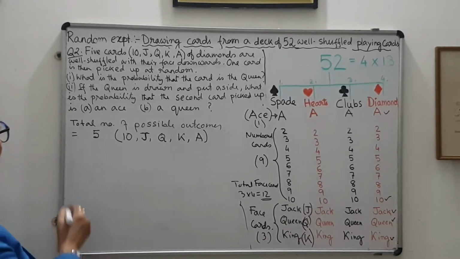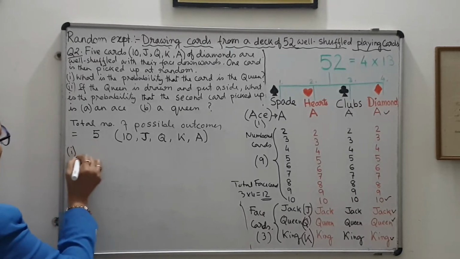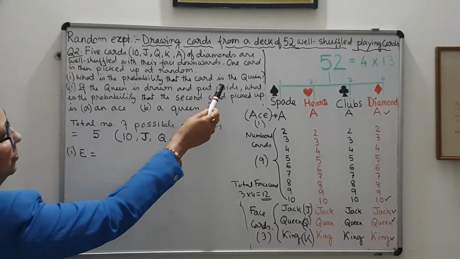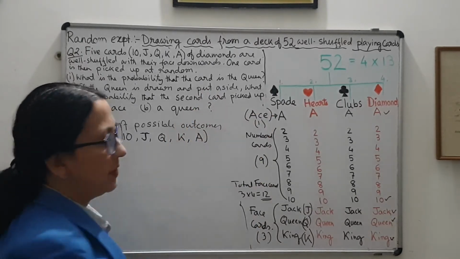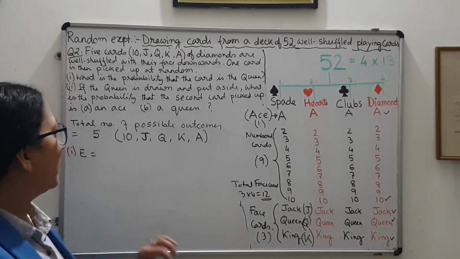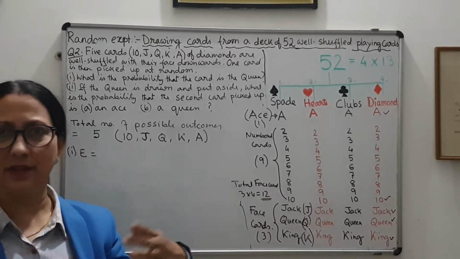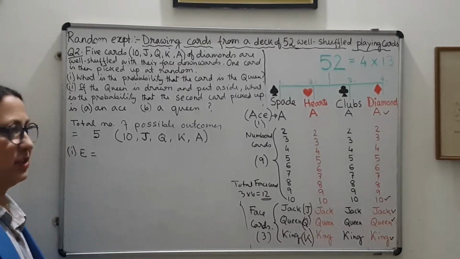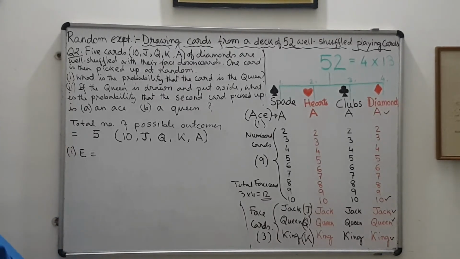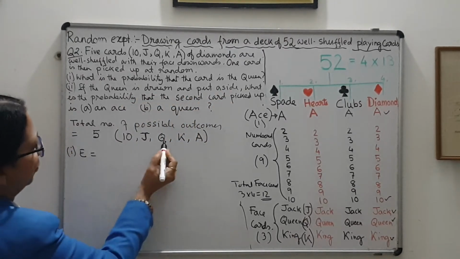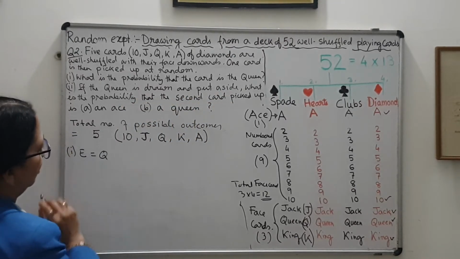Now for the first part, what is the event? The event is that the card drawn or card picked up is Queen. So the cards were upside down, so I don't know which card will be picked up, and this is also well shuffled, so these are equally likely outcomes. So we can use the classical definition of probability. So what is the event? The card is Queen. So among this there is only one Queen. This is Queen, no? Queen.